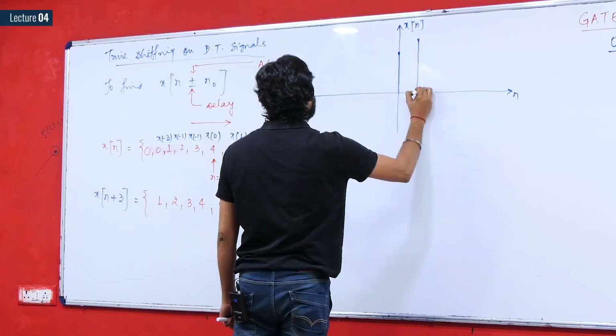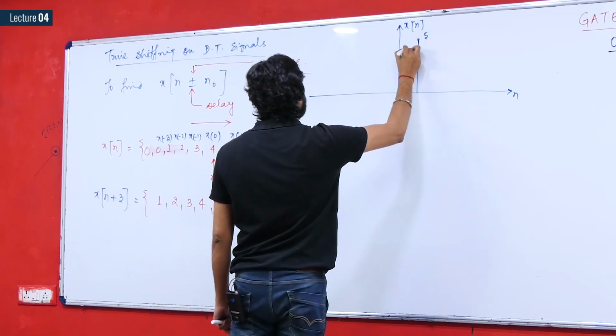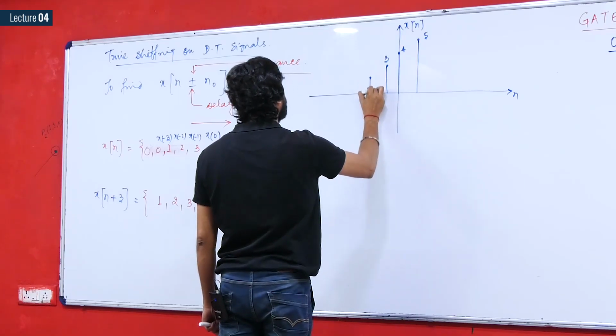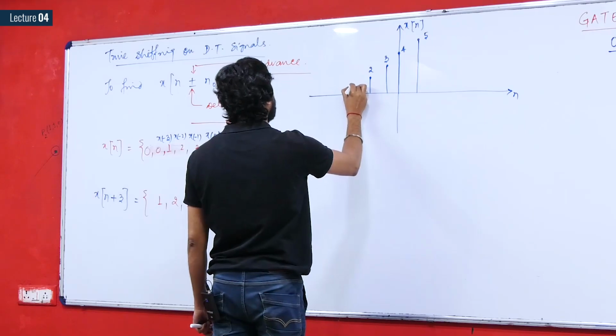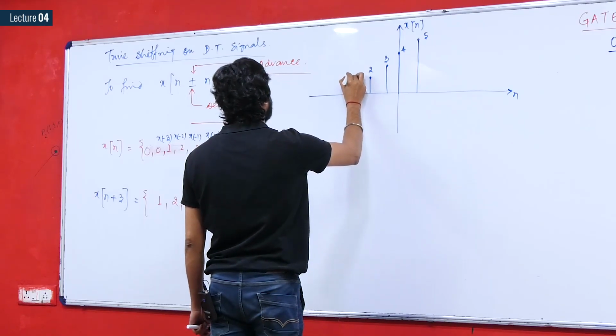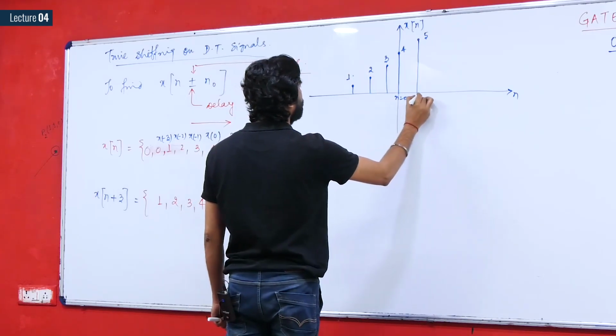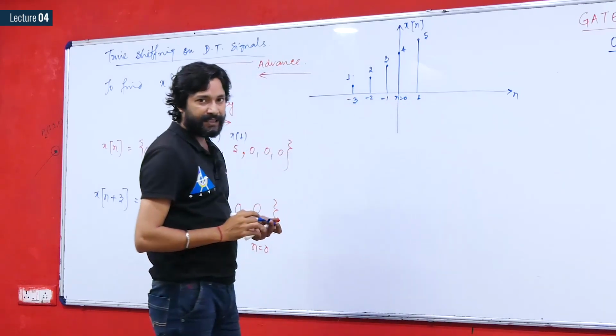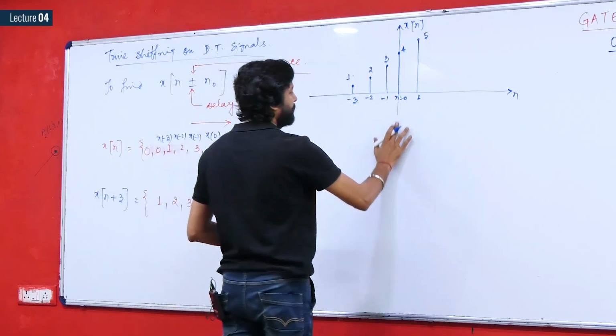At n equals 1, the value is 5. At n equals -1, the value is 3. At n equals -2, the value is 2. At n equals -3, the value is 1. So it is n equals 0, 1, -1, -2 and -3.